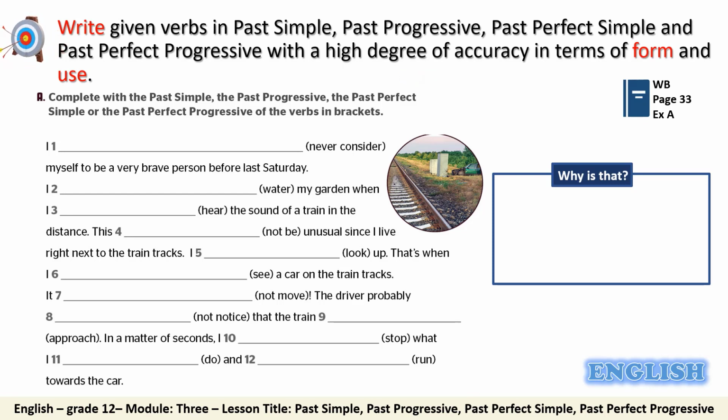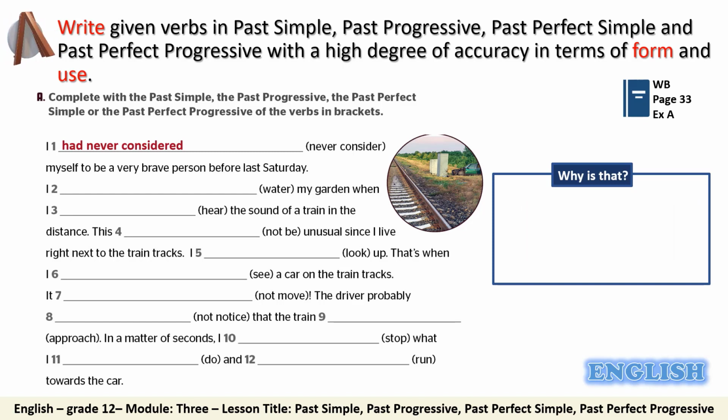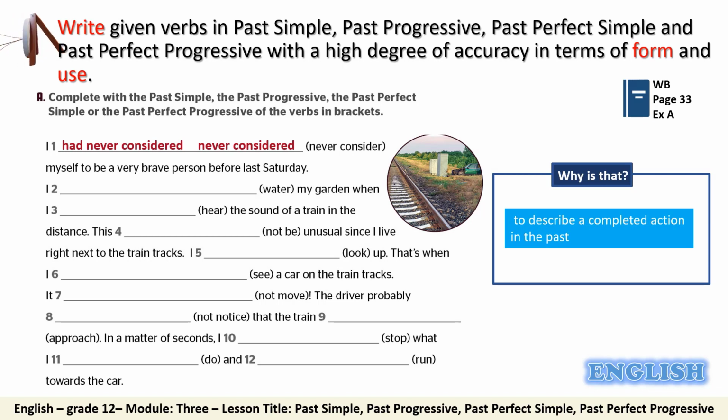Well done. Let's correct. For space number 1, what should you write? Excellent. Had never considered. And why is that? Very good. To describe an action that was completed before a specific time in the past. Also, you can write never considered. Can you tell me why? To refer to a completed action in a specific time in the past.